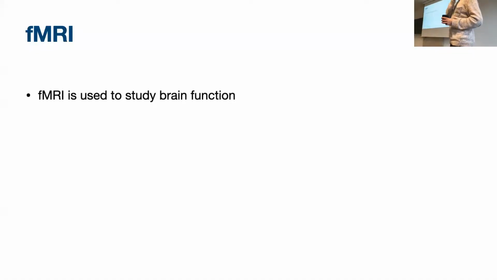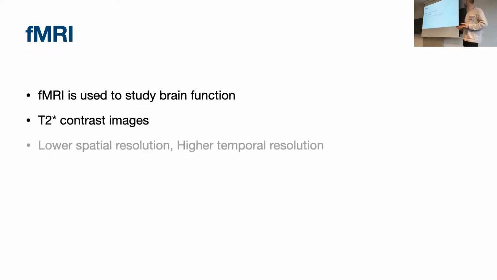So when we do fMRI, we use that scanner that we can also use to do anatomical images with to study brain function, right? And we're using these T2 star contrast images. The idea is that, in essence, our functional data is just a sequence of anatomical images. It's just that the values in those anatomical images also depend on the blood oxygenation, right? We have these BOLD signals that are part of that anatomical image.